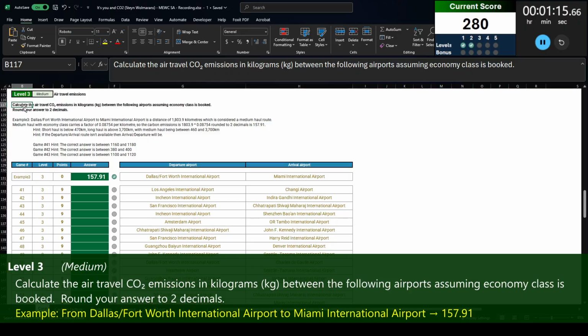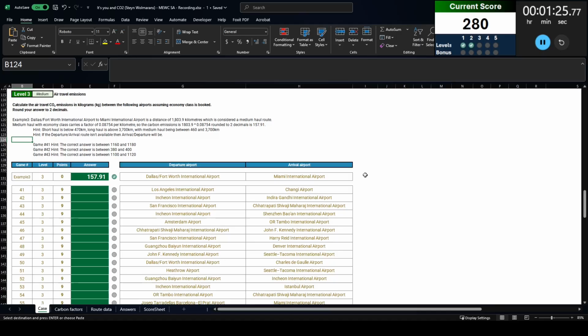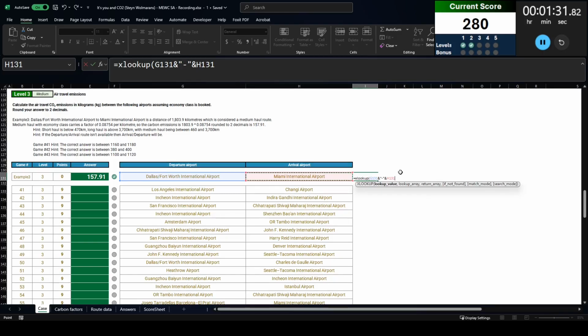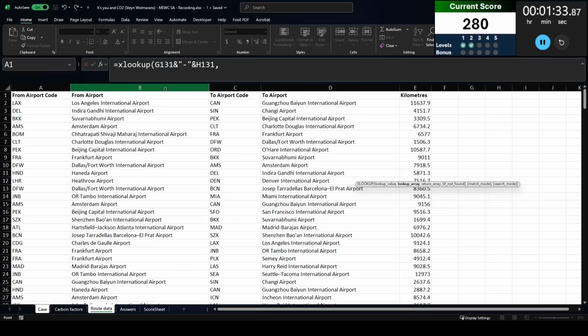Level 3 asks us to calculate the air travel CO₂ emissions in kilograms between the following airports, assuming economy class is booked. And so the big difference here is that we need to figure out if it's a short haul, medium haul, or long haul flight. And you'll see here in the first hint that short haul is below 470 kilometers, long haul is above 3,700 kilometers, and medium haul is between those two distances.